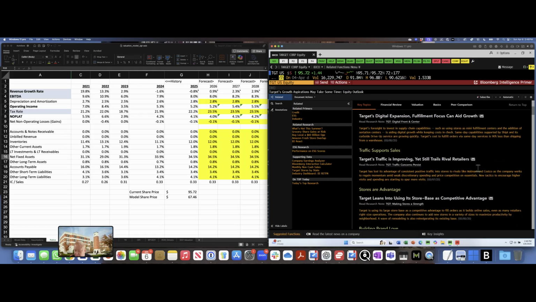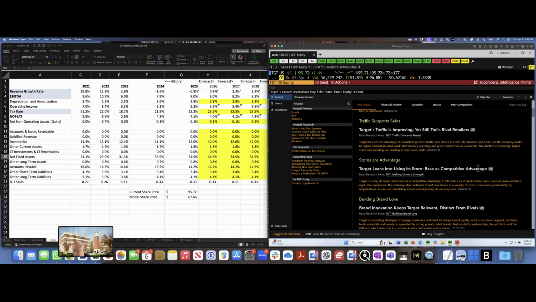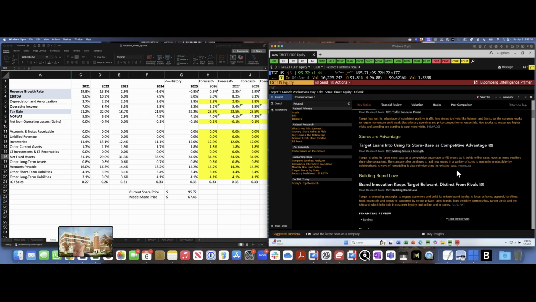They are starting to focus on digital expansion, just like Walmart with Walmart Plus. They're starting to also do fulfillment out of their stores for same-day delivery. Their traffic has been improving, yet still trails their rivals, Walmart and Costco, which is going to be important depending on the economic environment. Generally, people trade down in tougher economic times. They trade up in better economic times. I think that's benefited Target, but that might start to change.